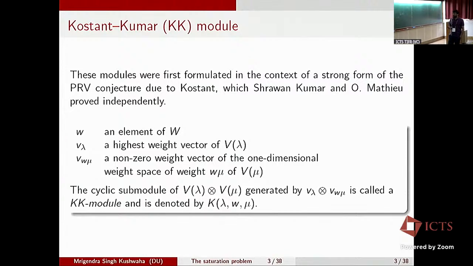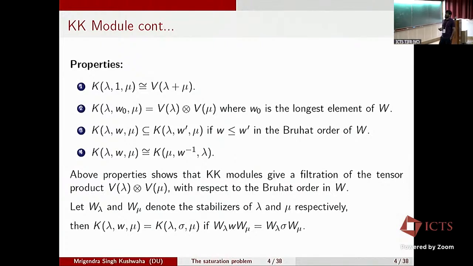Here are some quick properties of the KK module. If I take W equal to the identity element, this will be isomorphic to V lambda plus mu. And if I take W equal to W naught, that is the longest element, that will be equal to the full tensor product. And if W is less than or equal to W dash in Bruhat order, then the KK module corresponding to W is contained in the KK module corresponding to W dash. And also, if I switch lambda and mu, K lambda W mu is isomorphic to K mu W inverse lambda. So W will be W inverse.